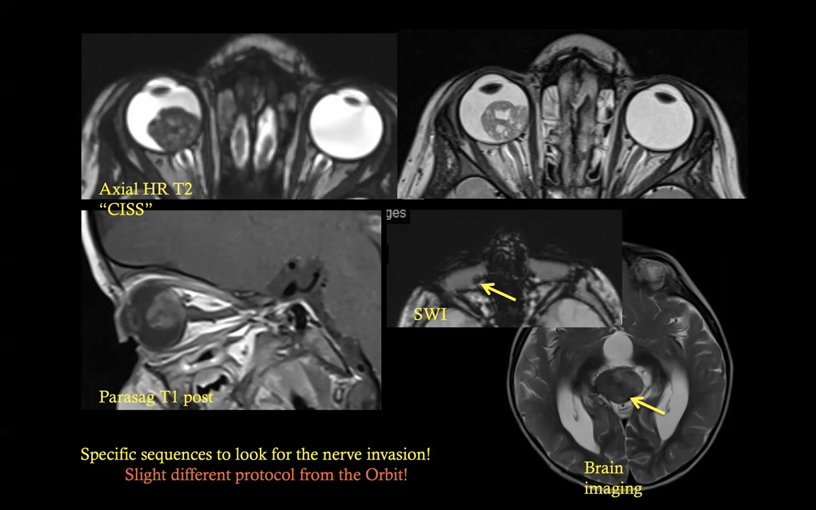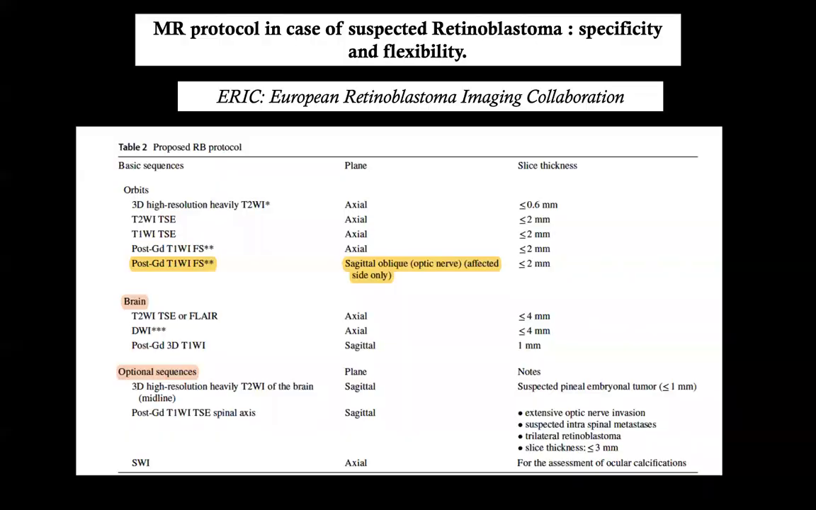And this is why in our consensus paper, we suggested a specific protocol in case of leukocoria, adding specific sagittal oblique along the optic nerves, optional sequences like high resolution sequences, but also some sequences on the brain. So again, standardization, but also flexibility, and also just doing the sequences that are necessary because we have limited time in our daily practice.